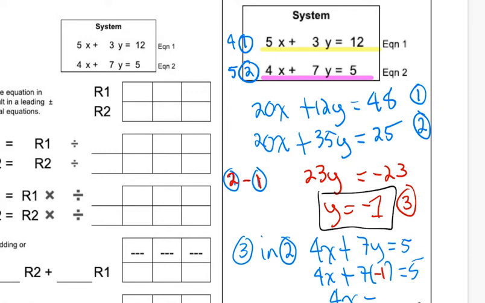So what I'm going to do is multiply all of this by 4. So 4 times 5, 20x. 4 times 3y, 12y's. 4 times 12, 48. Do the same thing except multiply by 5 in the second equation. We have a new set of equations, 1 and 2. Okay, they're just multiples of other ones.